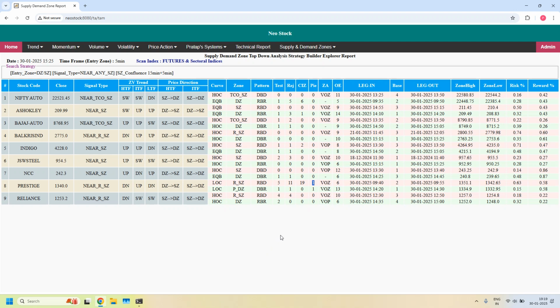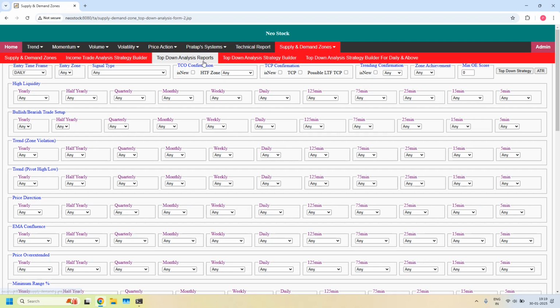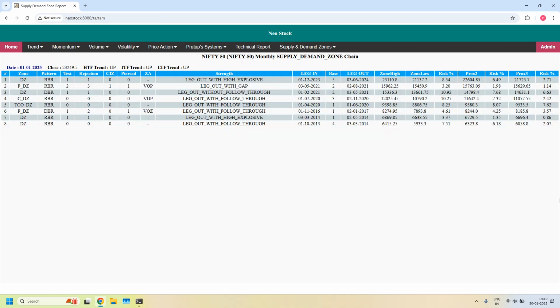Okay, this is about stocks near demand and supply zones for different time frames. Next, let us generate Nifty and Bank Nifty supply demand zone chain. Let me start with Nifty, generating monthly supply demand zone chain for Nifty. This is Nifty monthly supply demand zone chain. Always look into the zone column to find high liquidity zones. Look into the pierced column to find the pierced zones.